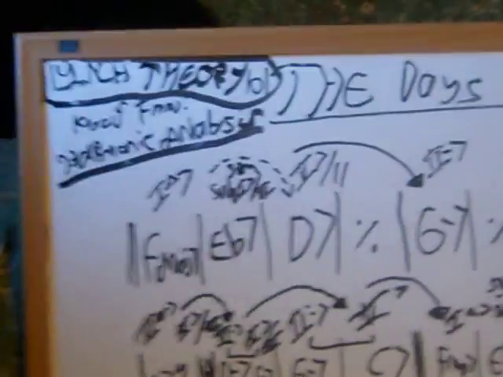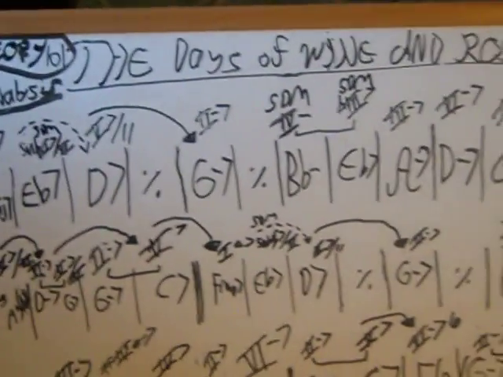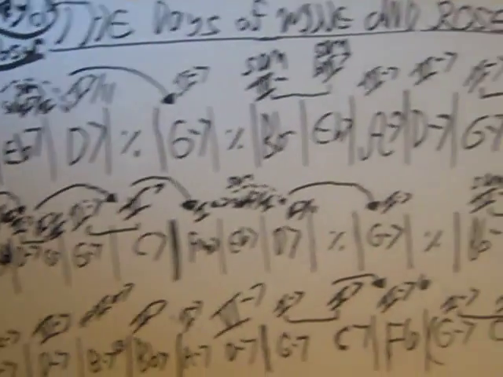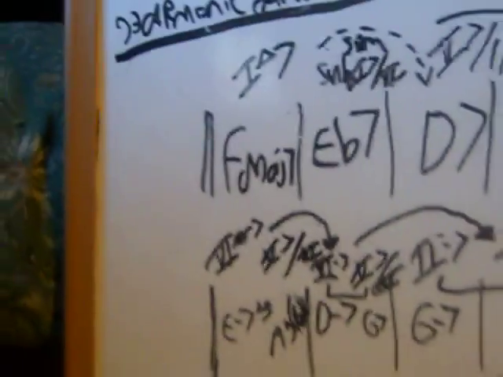Alright, I'll give you an overview of the form that I have written out. And there's the piece. We'll start off by taking a look at the one chord. Your F major 7 is your one chord.